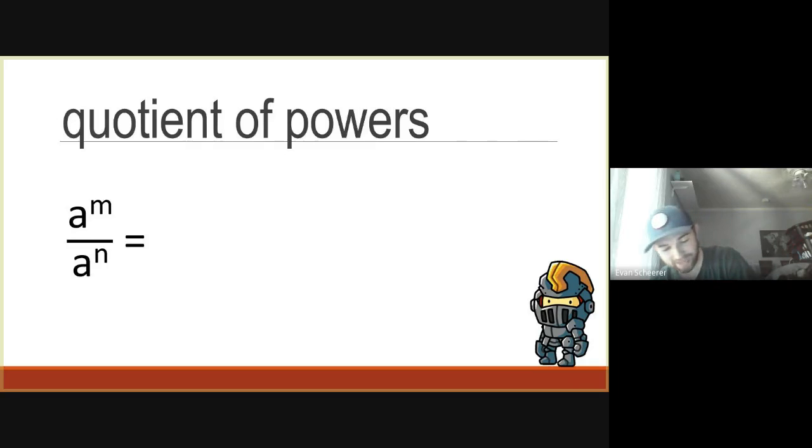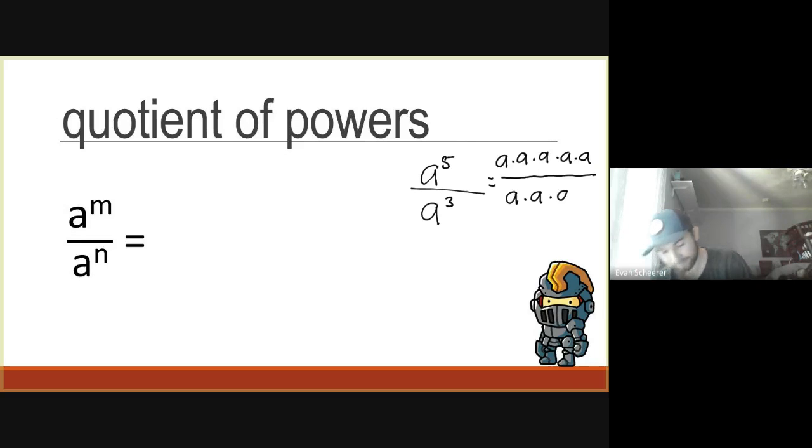What if we had a to the fifth divided by a cubed? Then that would be a times a times a times a times a, right? Divided by a times a times a. Well, notice these a's cancel out, and we are left with two a's on top. So a to the fifth over a to the third equals a squared.